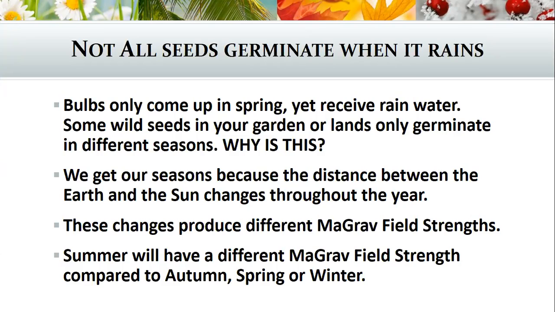We also get our seasons because the distance between the earth and the sun changes throughout the year, and these create different maggraph field strengths. And so we know that our different seasons will have different strengths, which explains some of these peculiarities in terms of why things only grow and germinate at different times of the year.